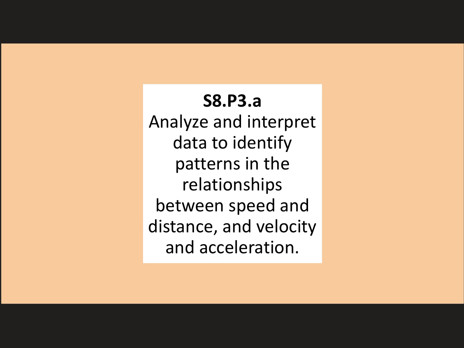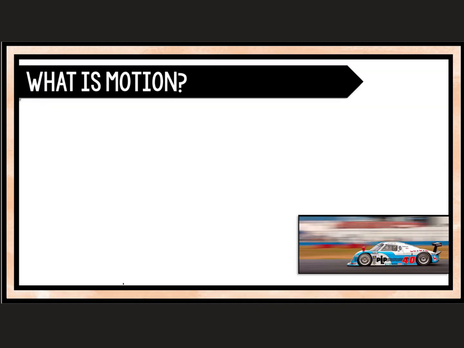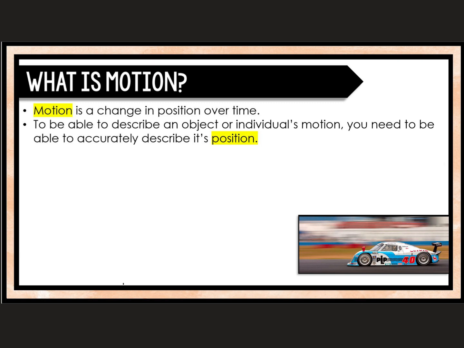First, let's analyze and interpret data to identify patterns in the relationship between speed, distance, velocity, and acceleration. So what is motion? Motion is a change in position over time. To be able to describe an object or individual's motion, you need to be able to accurately describe its position.